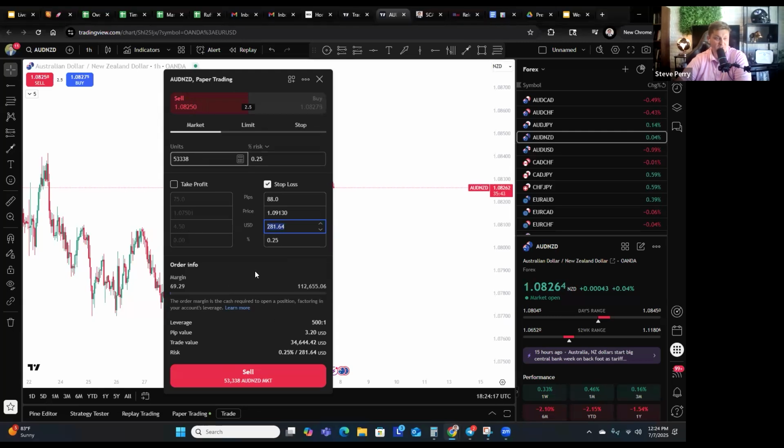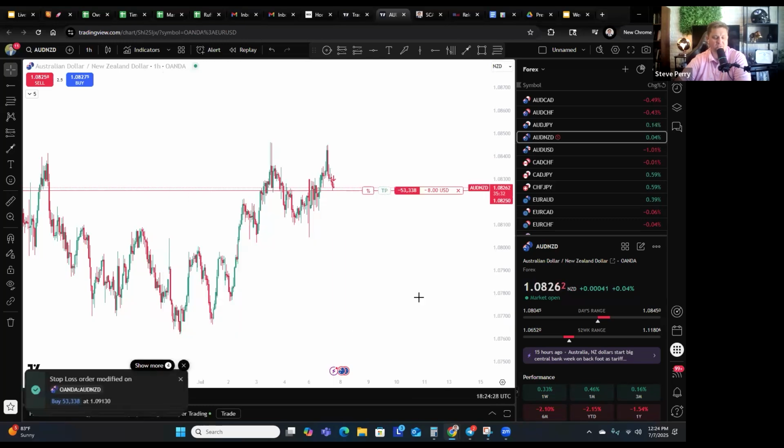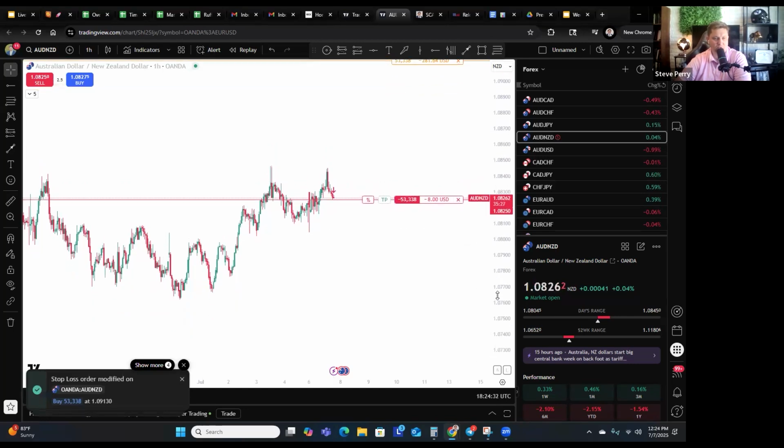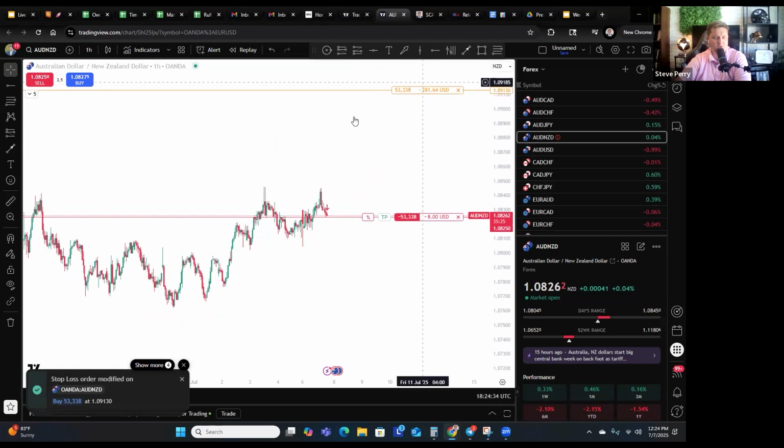So this trade's ready. You don't need to do anything else. The units have updated because we've put in the percent risk in here. We've got the stop loss for the week, and boom, you hit the sell button, and now you're in a sell on the Aussie Kiwi. You can see when I scroll this down, my stop loss is up here. That's 2 times the average daily range.